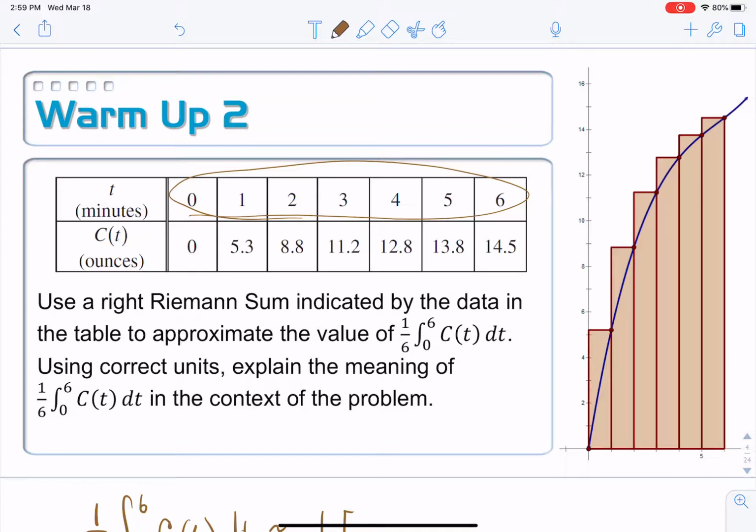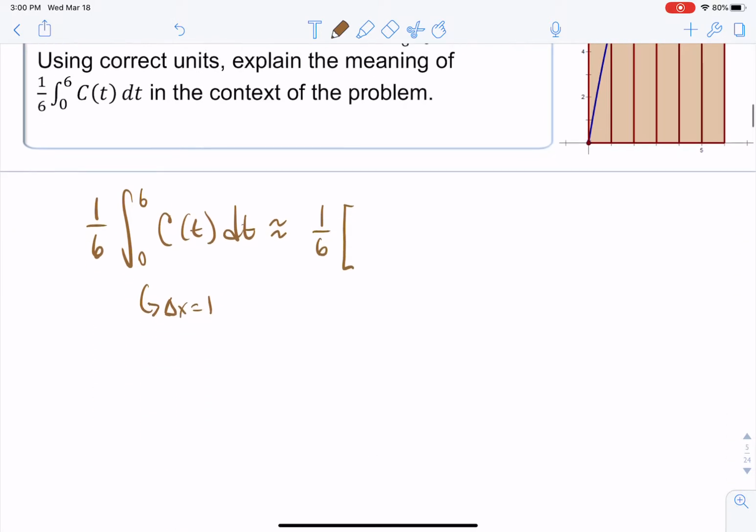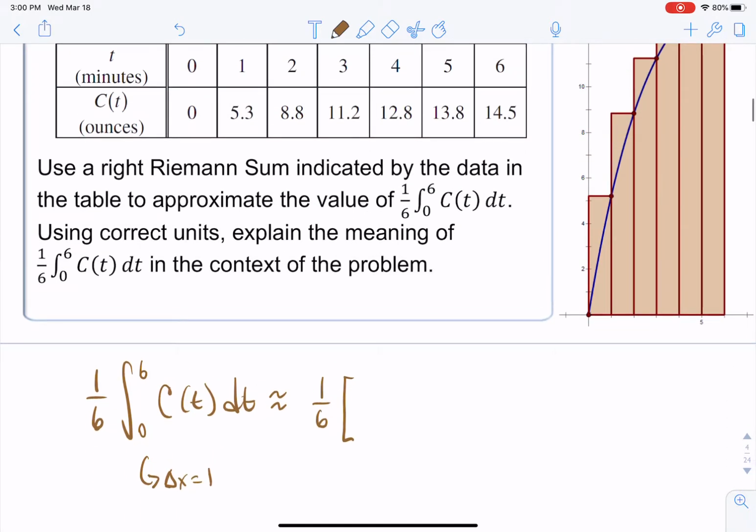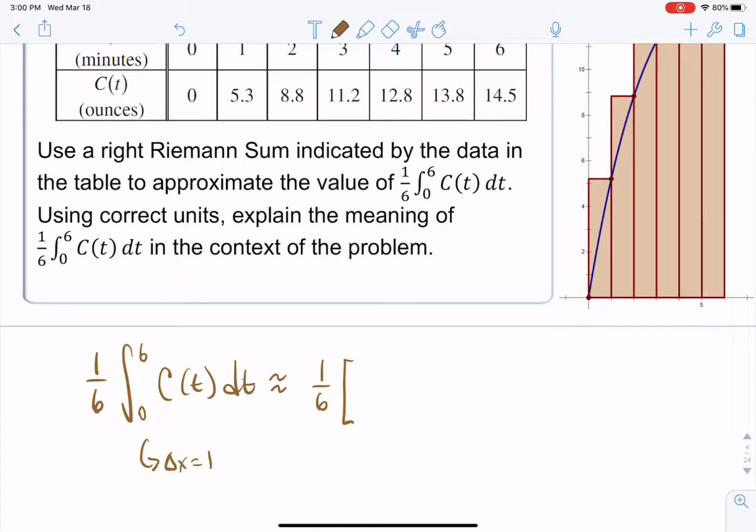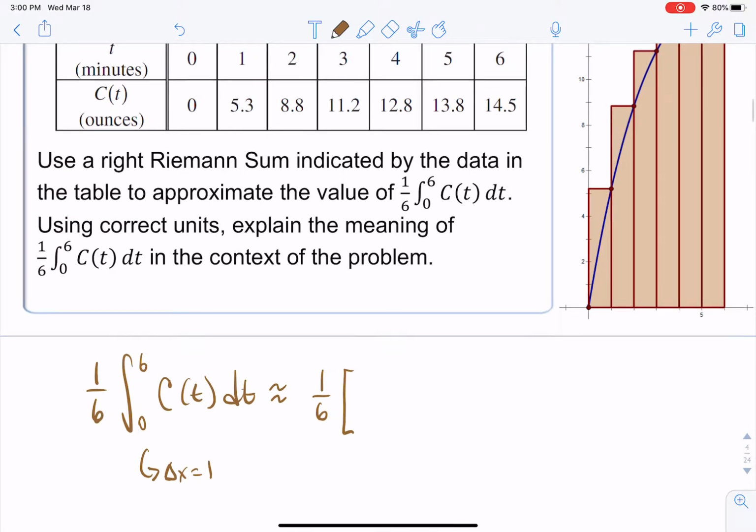If it's always 1, of course, you could factor that out. If it's not the same, then you just have to multiply by the individual little heights, or widths, I should say. So the value of this should be 1/6 multiplied times, and now let's just take the areas of each one of these rectangles. So that's going to be a 5.3, there's the function value, times its width of 1, plus the next function value is 8.8 times its width of 1, 11.2 times its width of 1.